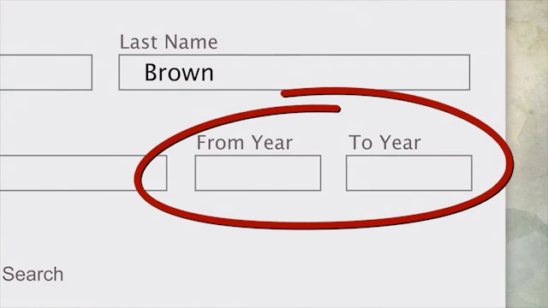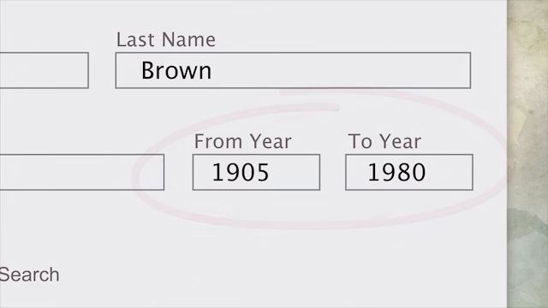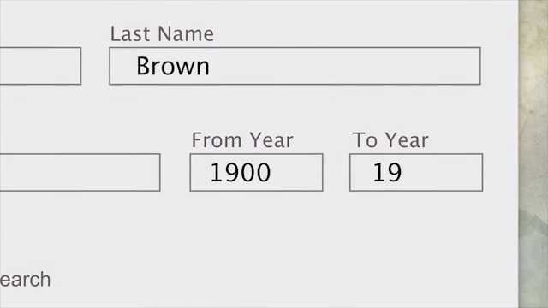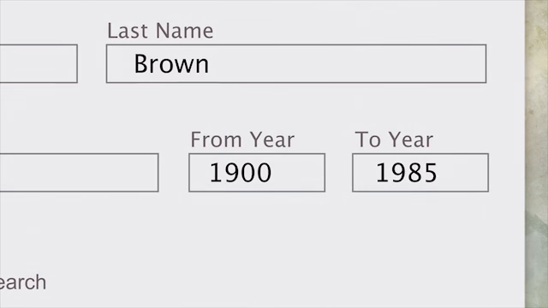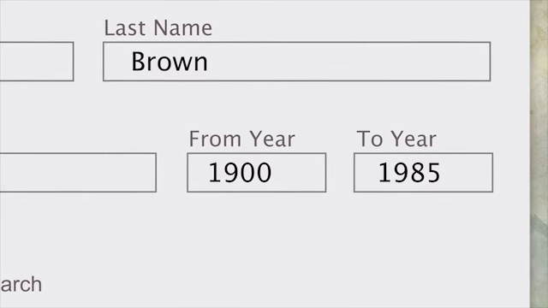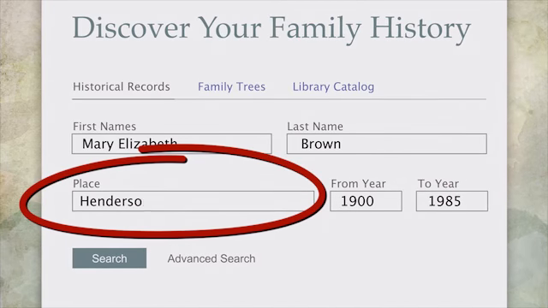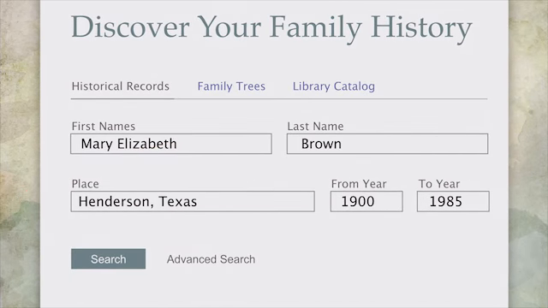Next, estimate your ancestor's lifespan and then increase it by 5 years. Do this even if you know the exact dates, because they may have been recorded incorrectly when the records were entered into the computer. Add the locations where you think your ancestor was born and died.